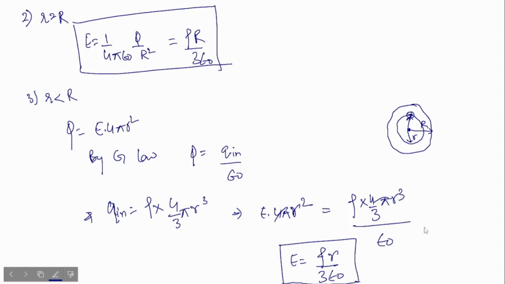You can write it as q upon (4/3)πR³, and you will get 1 upon 4πε₀ multiplied here, so it will be q into small r by capital R³, in terms of charge, and this is in terms of volume charge.